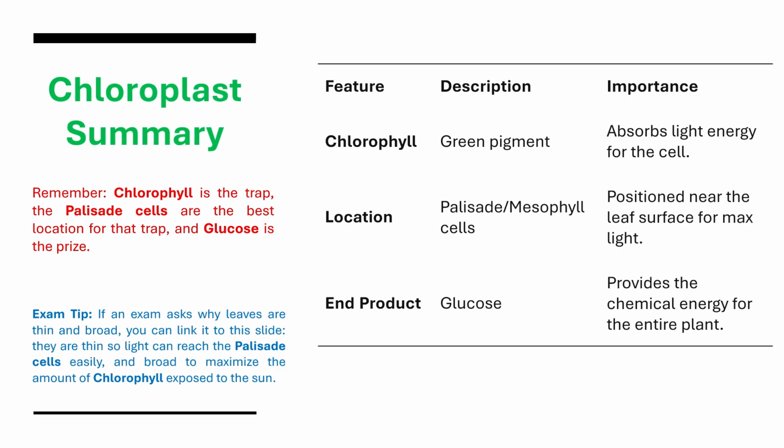As an exam tip, if an examiner asks why leaves are thin and broad, you can link this slide: leaves are thin so light can reach the palisade cell easily, and broad to maximize the amount of chlorophyll exposed to the sun.